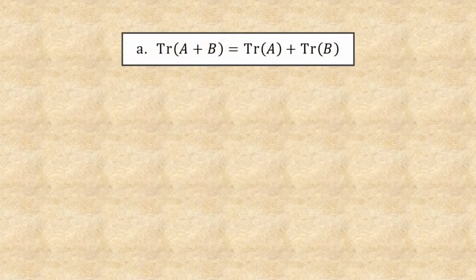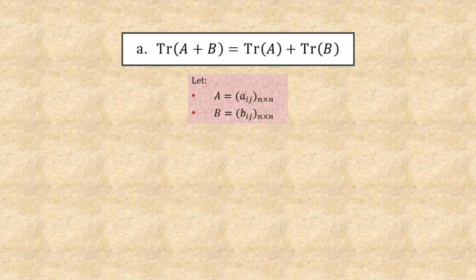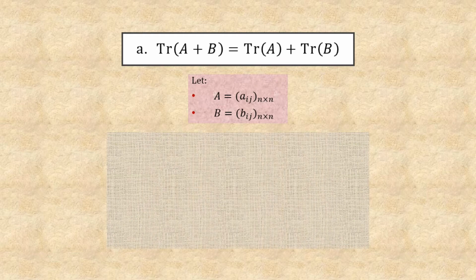Let's see the first property. Trace of A plus B is equal to trace of A plus trace of B. Let A is equal to Aij of order n cross n, and B is equal to Bij of order n cross n. This is the solution.